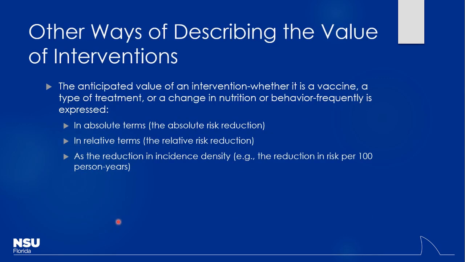So, other ways we mentioned we can describe these values, whether it be a nutrition change or a behavior change, these are all things we can potentially look into with epidemiologic studies. We've already talked about how we can look at the absolute changes in risk and the relative terms, and then also, remember we talked about incidence density a while ago? Incidence density would basically be saying how many cases happen per 100 person-years. So you could either follow 50 people for 2 years, or you could follow one person for 100 years.